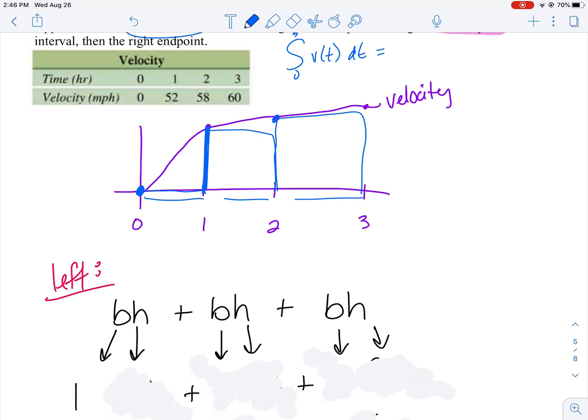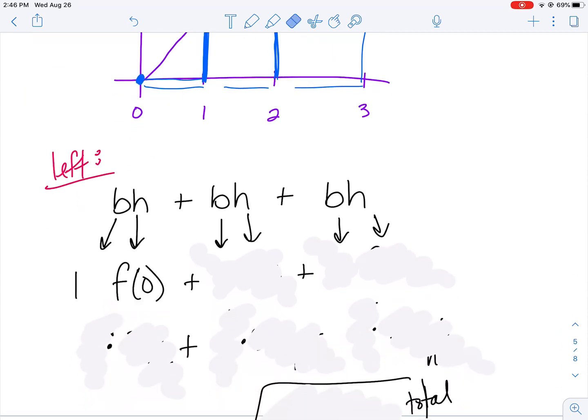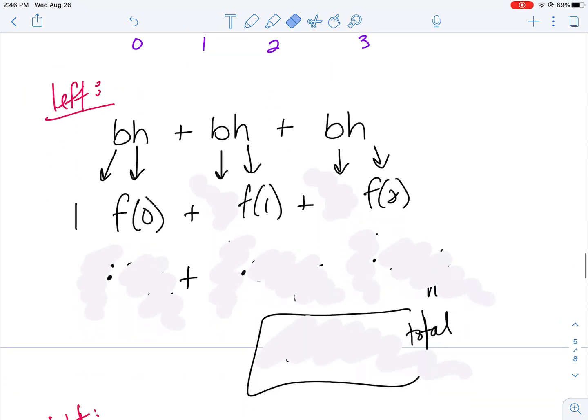The height of my second rectangle was this y value when x was 1. My height of my third rectangle was when x was 2. So let's use the chart, since I don't have an actual equation to plug 0, 1, and 2 into. I know that when x or t, whatever my variable is, is 0, my velocity is 0. When t or x is 1, my velocity is 52. And when t is 2, my velocity is 58. So those are the heights of my 3 different rectangles.